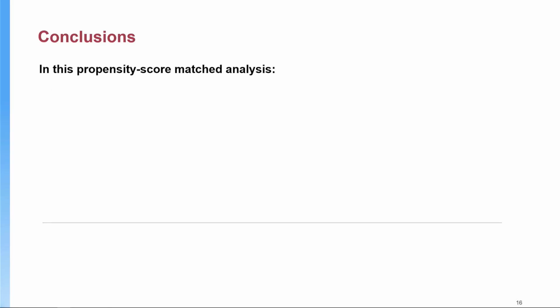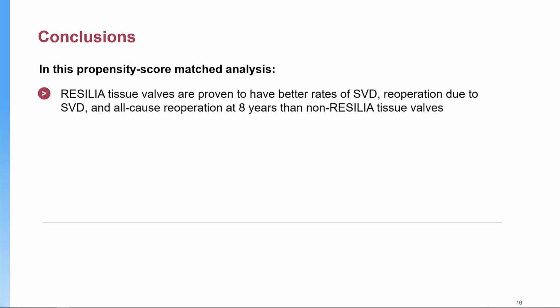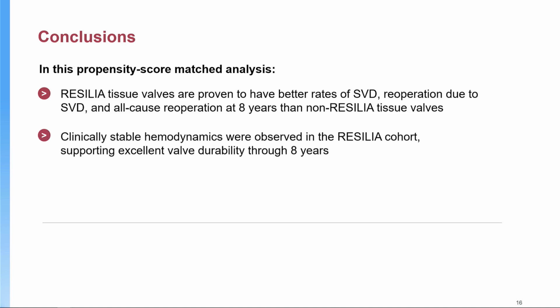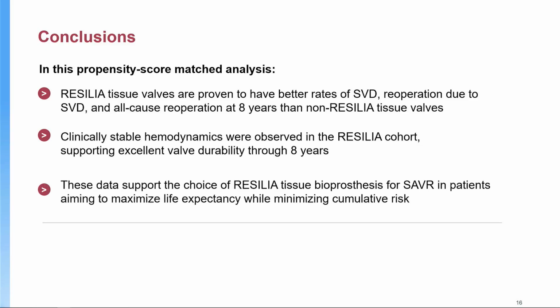So in conclusion, in this propensity score match analysis, Resilia tissue valves are proven to have better rates of SVD, reoperation due to SVD, and all-cause reoperation at 8 years than the non-Resilia tissue valves. Clinically stable hemodynamics were observed in the Resilia cohort, supporting excellent valve durability through 8 years, and these data support the choice of Resilia tissue bioprosthesis for SAVR in patients aiming to maximize life expectancy while minimizing cumulative risk.